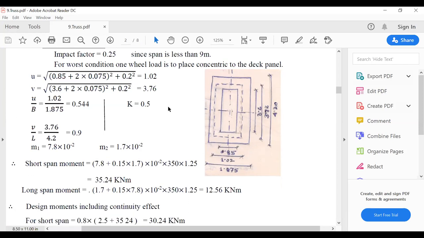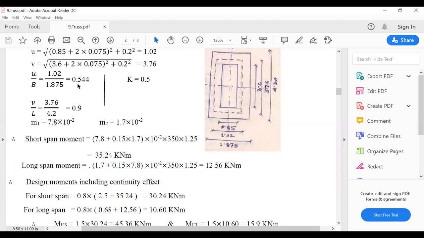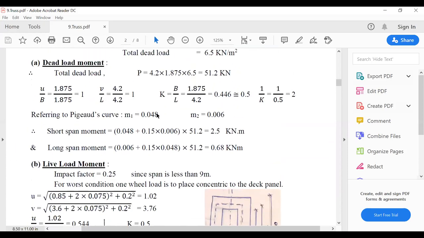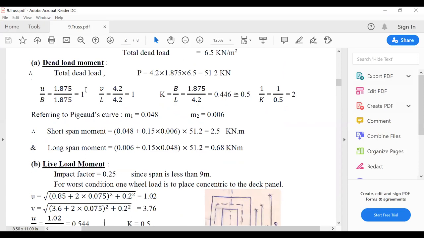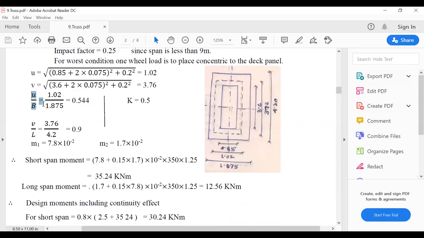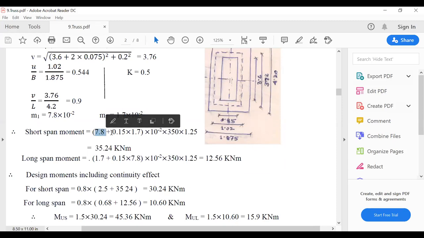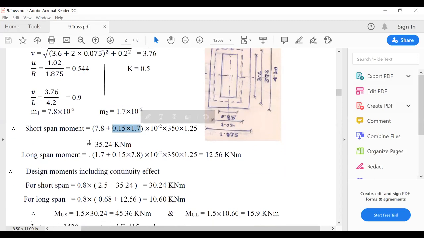Okay, so in this way you have to calculate this one and K, and you will get M1 and M2 just like this one. For dead load, U and V become one: U by B, V by L becomes one. But for live load, U by B has a specific value and V by L has a specific value, and M1 and M2 are obtained. Again, M1 plus 0.15 M2, into the loading, you will get the short span moment.